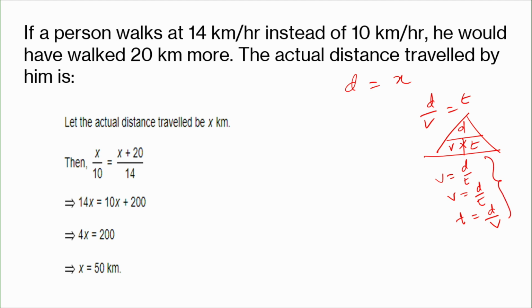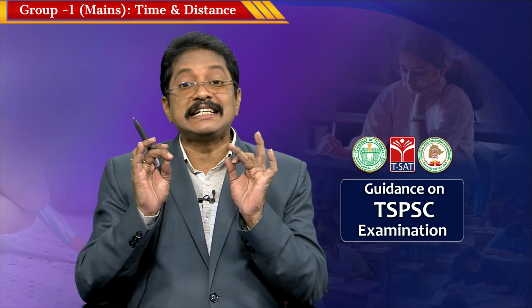So now I am taking the relation d by v. First I am taking the value x distance with the speed 10 kilometers per hour, and x plus 20 kilometers distance with 14 kilometers per hour, because time is same. If a person walks 14 kilometers per hour instead of 10 kilometers per hour, he would have walked 20 kilometers more in the same time, means t is constant here.